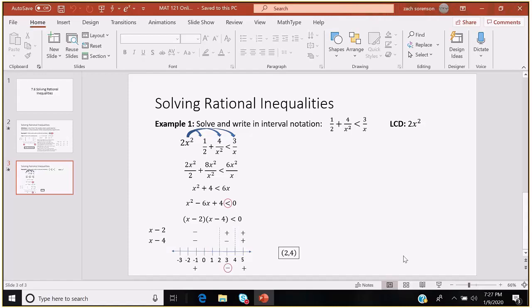To describe that middle region, you have 2 to 4. And since it's a less than sign, those numbers are going to be in parentheses: (2, 4). I don't really have to deal with the fact that I might have something on the bottom of my fraction, because it's just a less than sign. It's not a less than or equal to sign, so I wouldn't have a bracket on anything anyways.